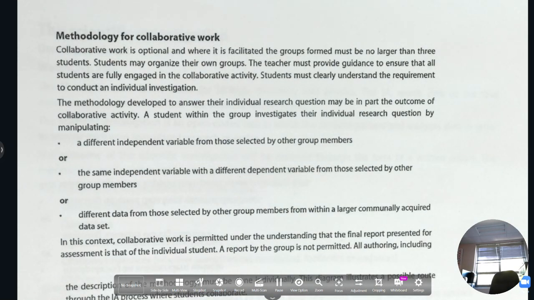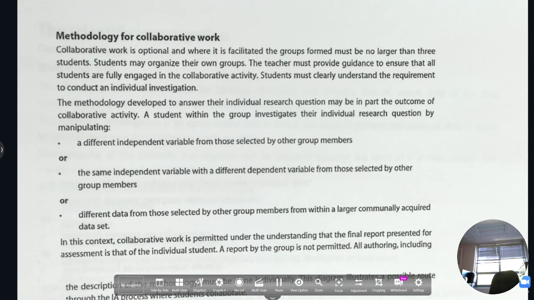All right. The methodology developed to answer the individual research question. Each student must have their own individual research question. You cannot study the same variables. Collaborative work would really be you're using the same method to collect your data and using the same chemicals. It's actually even simpler than that, but this morning was the first time I read this, by the way. The methodology developed to answer their individual research question may be in part the outcome of collaborative activity. A student within the group investigates their individual research question by manipulating a different independent variable from those selected by other group members.